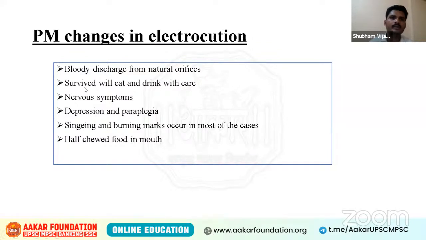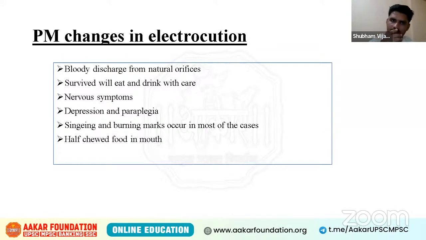In the survived animal, it will eat and drink with great care. Nervous symptoms will also be there. Depression and paraplegia, that is paralysis of the hind limbs. Singeing and burning. And half chewed food in the mouth. These are very peculiar signs in animals that died or survived from electrocution.